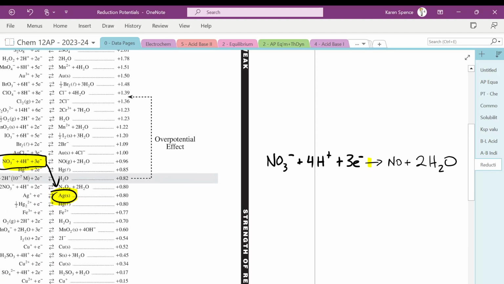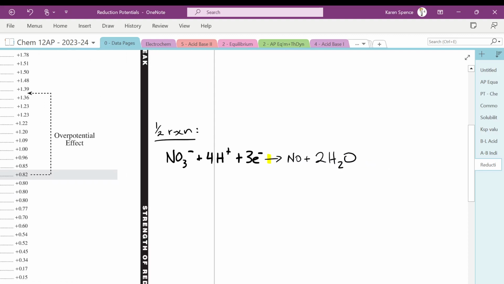Now my other reaction, my other half reaction, so this is the half reaction. Is this an oxidation or is this a reduction? Tell your partner, oxidation or reduction? Yes, the electrons are in the reactants, therefore we are gaining electrons, therefore it is reduction. Another way you could do it, how else could you tell if this is a reduction without looking at the electrons? You could look at the oxidation numbers.